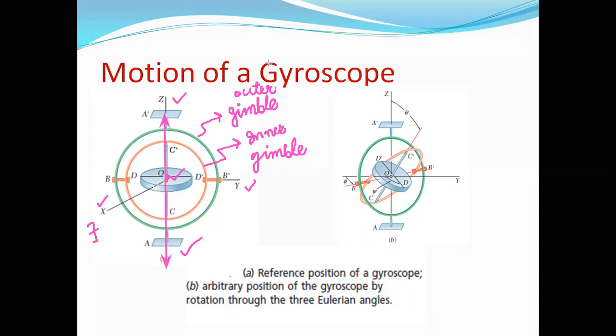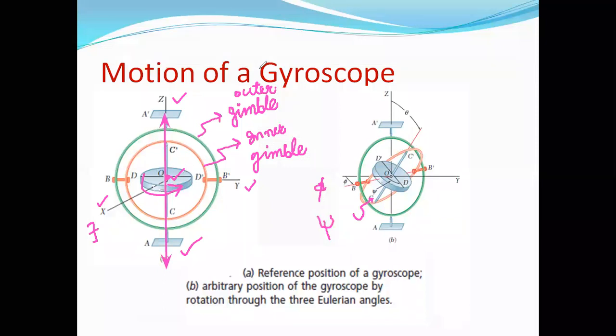As we give motion to the outer gimbal with respect to the z axis, it certainly rotates by an angle called angle phi. In the same way, the rotation of the disk is expressed in the angle psi. And the third one is the angle of rotation of the inner gimbal.